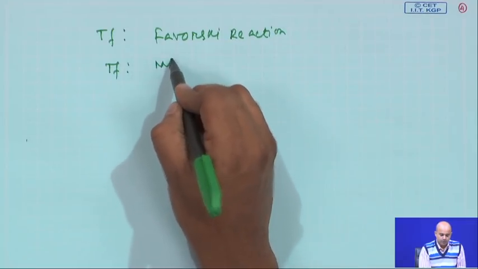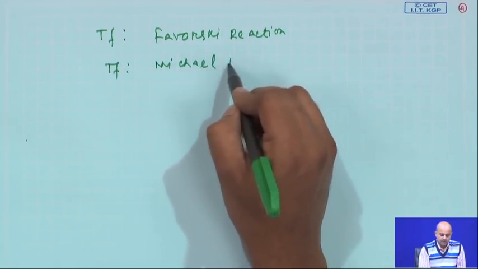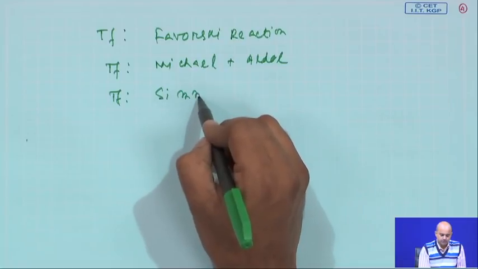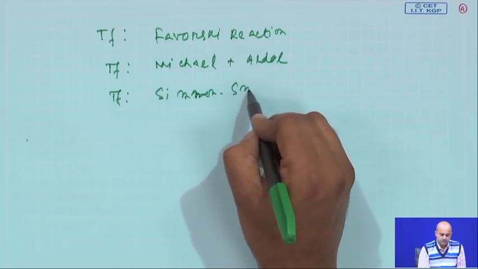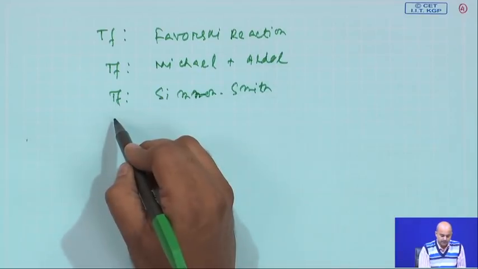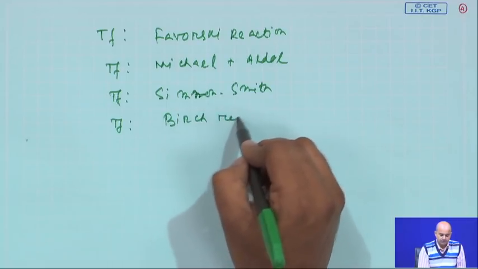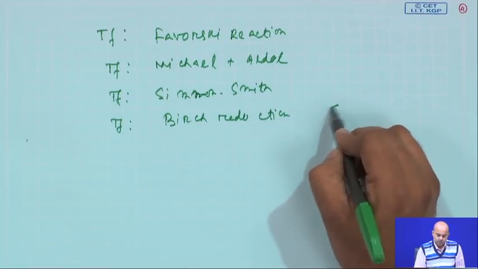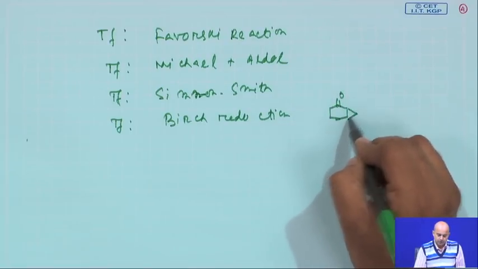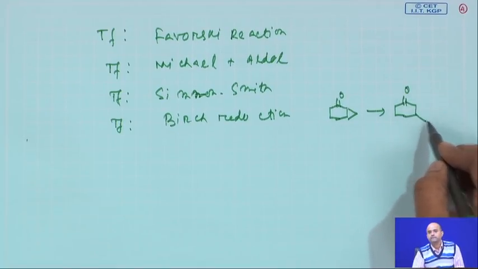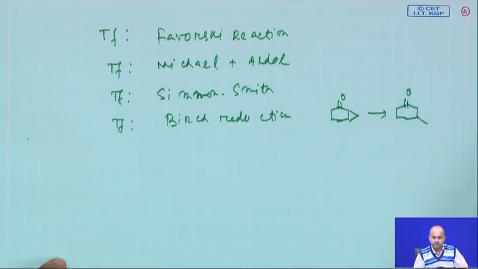You also use a Robinson annulation, which is nothing but a Michael aldol combination. You do a Simmons-Smith reaction to give you the cyclopropane, and then finally you do a Birch type of reduction to cleave the cyclopropane to complete the synthesis, where you will be creating the methyl on the beta position, which we explained how it can be done. So, in this way a combination of useful transformations can be very helpful and give you the desired target.